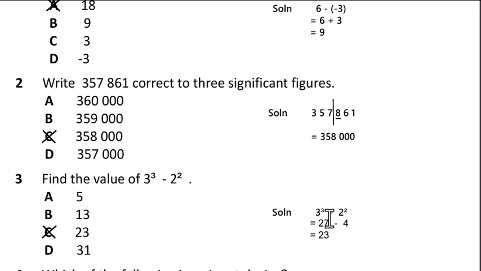Then question 3, find the value of 3 to the power 3 minus 2 to the power 2. So 3 to the power 3, when we multiply 3 times 3 times 3, we get 27, minus 2 multiplied by 2 is 4. When we subtract 27 minus 4, we get 23. So basically 23 is our answer in this particular case.